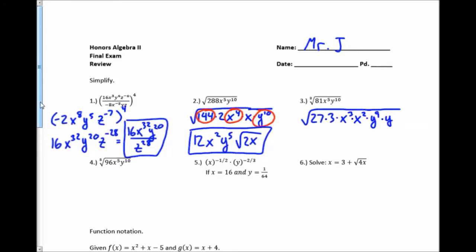And now I take the cube root. Sorry, I missed my cube root symbol. There we go. So now I take the cube root of each perfect cube. The cube root of 27 is a 3. Cube root of x to the 3rd is an x. Y to the 9th is a y to the 3rd. And then still under my cube root is a 3, an x squared, and a y. And that's it.